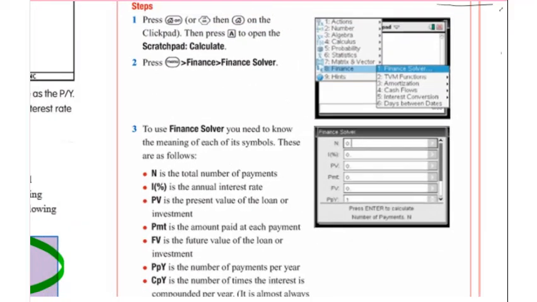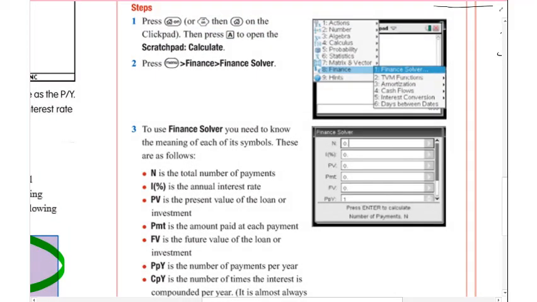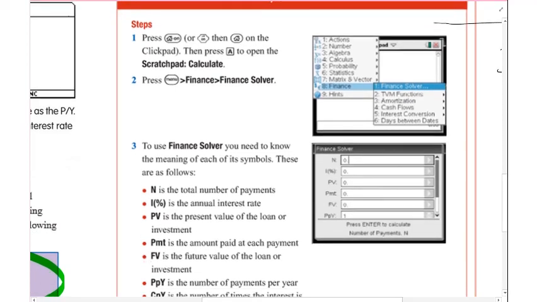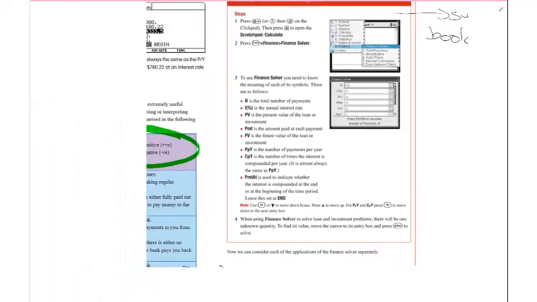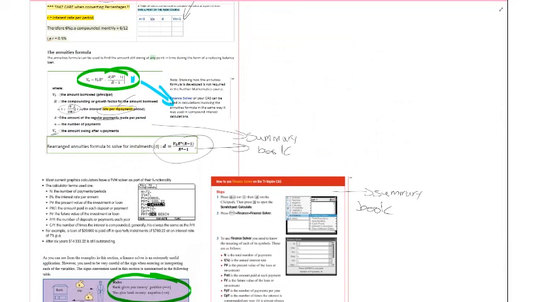I've actually made a video on how to use Finance Solver already in terms of compound interest, so you're familiar with this as well. Okay, so I'm going to stop this video here, and I will make some other clips with the worked examples. Okay, thank you.